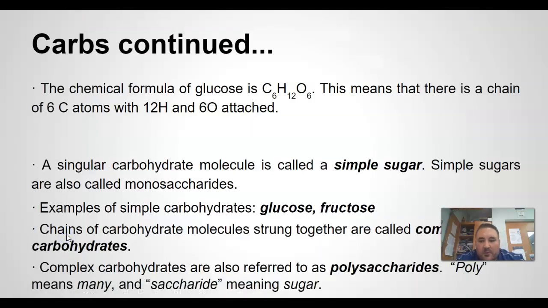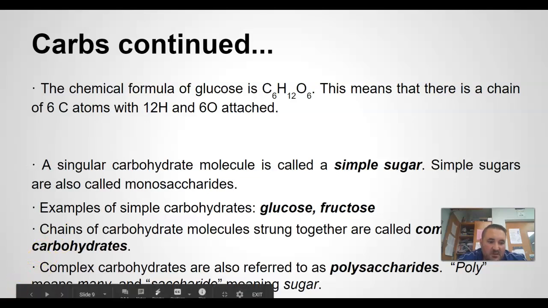The chemical formula for glucose. Now, this is super important, come quiz time, come standardized testing time. C, which is carbon, H, and then O. C6H12O6: carbon 6, hydrogen 12, oxygen 6. This means that there is a chain of 6 carbons, 12 hydrogens, and 6 oxygens.